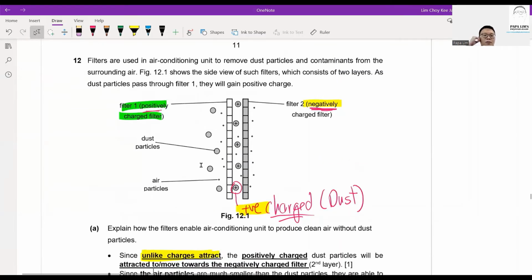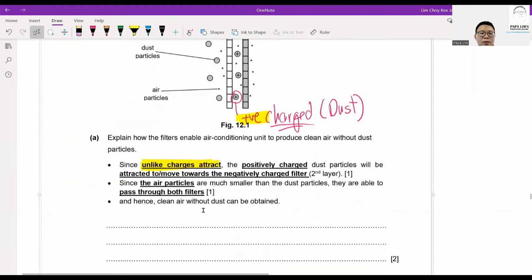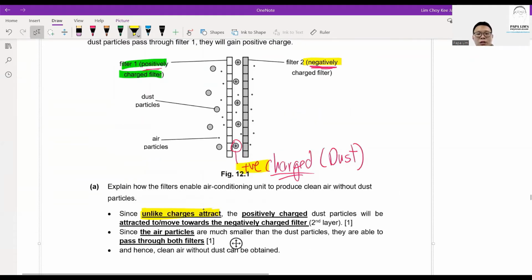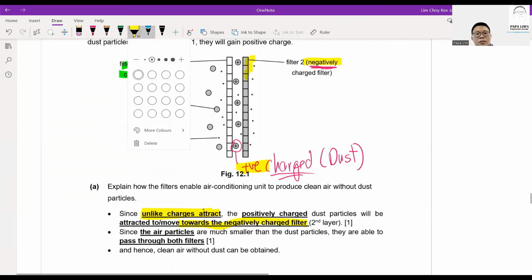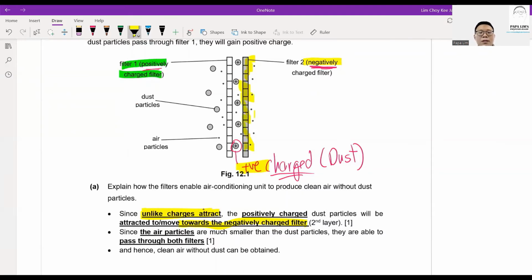After passing through the first layer, the second layer actually makes use of electrostatic attraction, whereby you look at the like charge and unlike charge. They will actually attract each other. The charged dust particle, the positive charged dust particle, will be attracted to the second layer of the dust filter. After that, the dust particle will stay at the second filter, and my air particle will pass through the second air filter. It will come out as clean air.